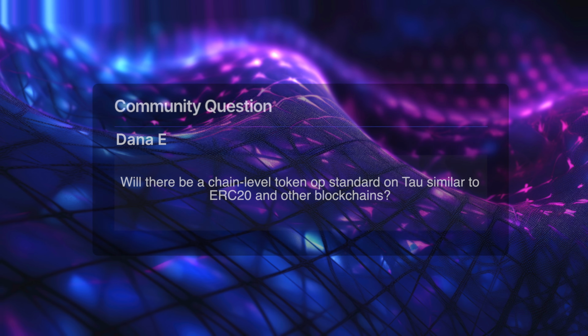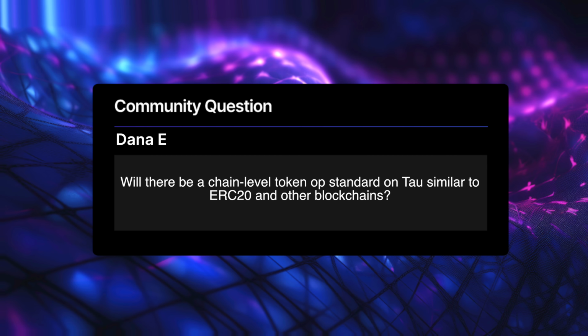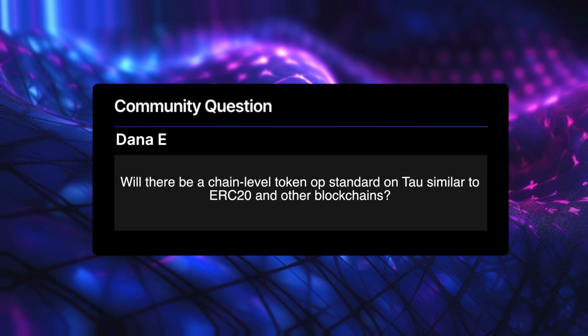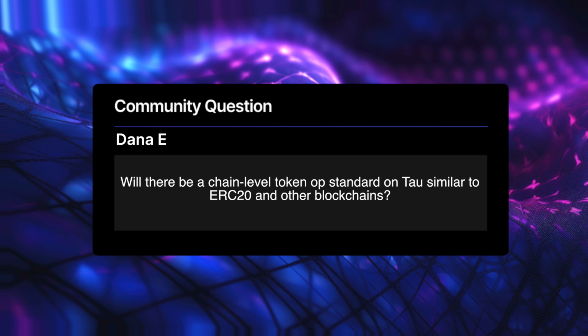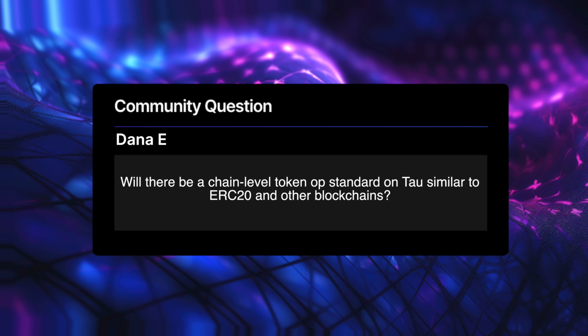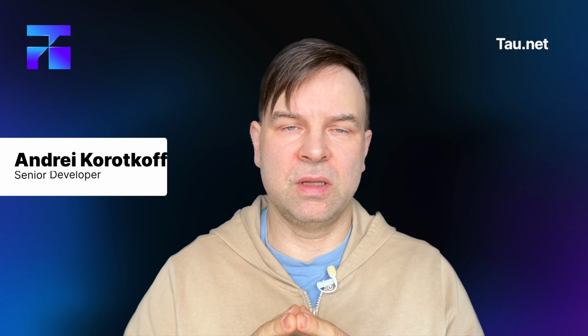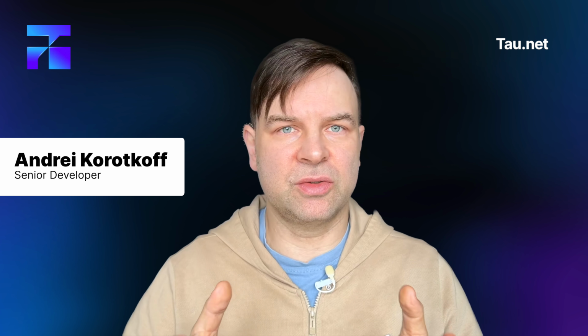And the next question is from Dana. Welcome back. And he asks, will there be a chain level token ops standard on Tau similar to ERC20 and other blockchains? All right, fantastic. Over to you, Andrei. Of course, we expect that there will be a standard similar to ERC20, like on other blockchains, on Tau blockchain. But in Tau, the law is the specification, meaning we don't need to hard code anything on the side. Instead, users themselves will define the standard in the specification, given the agreement upon users. And that's it. This is the advantage of Tau.